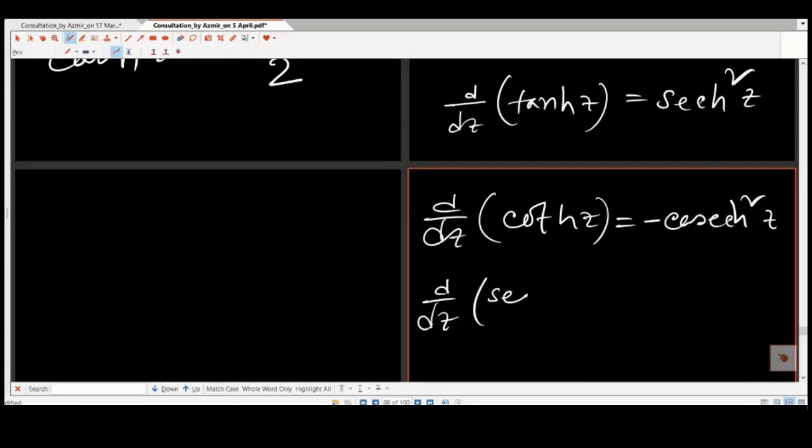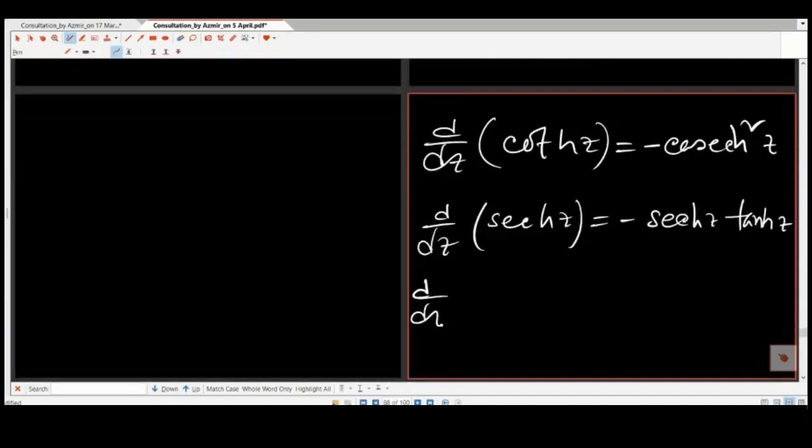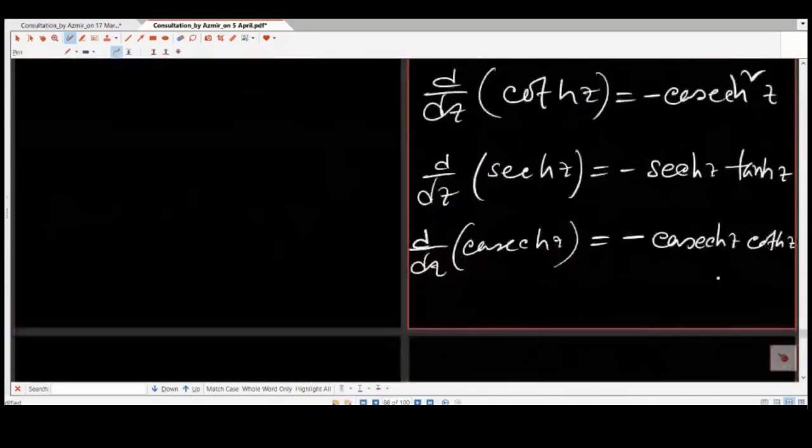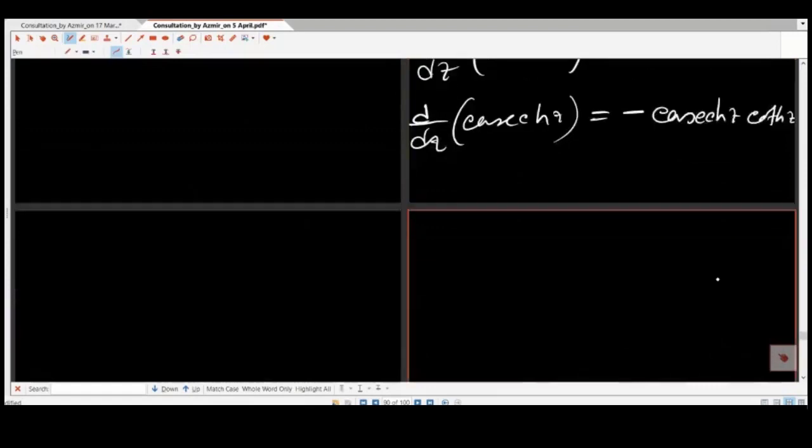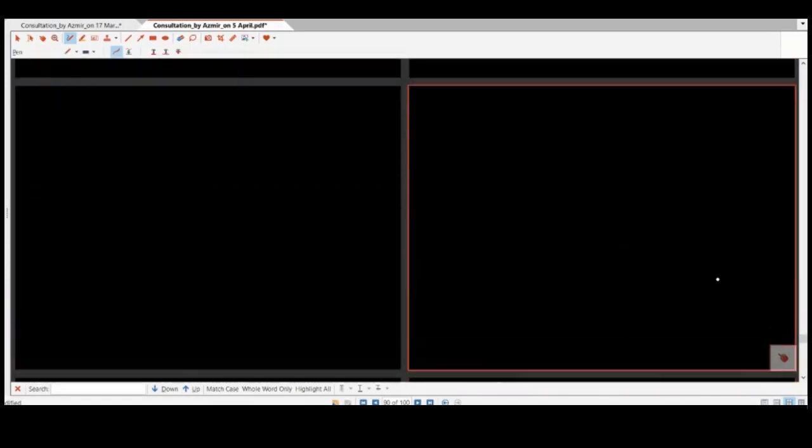The derivative of hyperbolic secant z is negative hyperbolic secant z times hyperbolic tan z. d/dz of hyperbolic cosecant z is negative hyperbolic cosecant z times hyperbolic cot z. So these are the formulas that we have to know from complex hyperbolic functions.